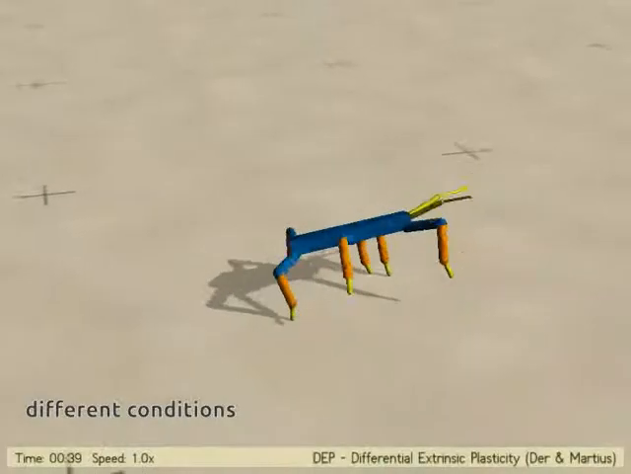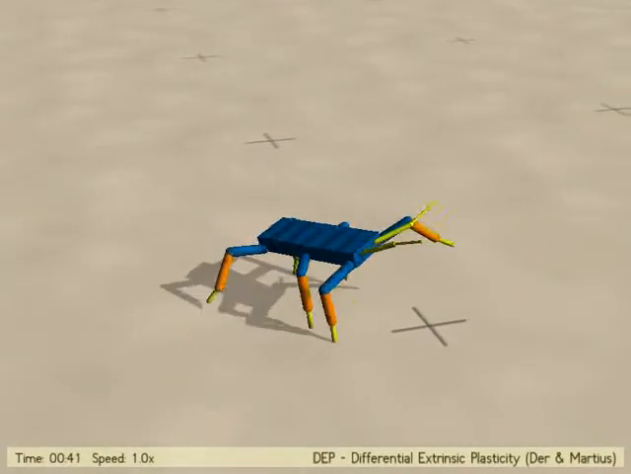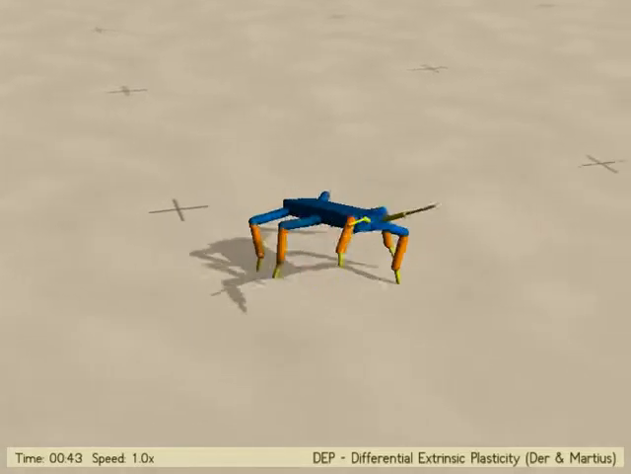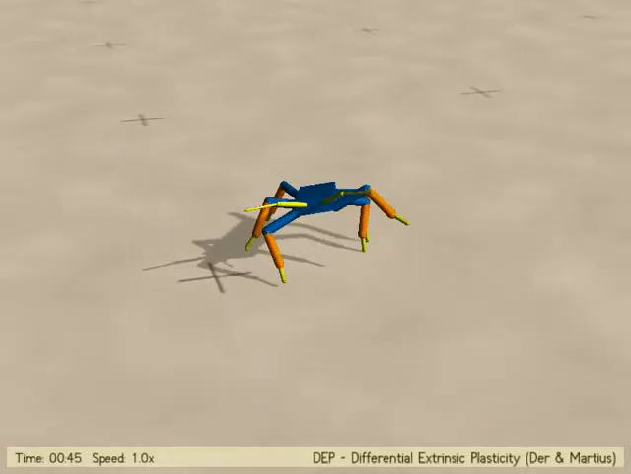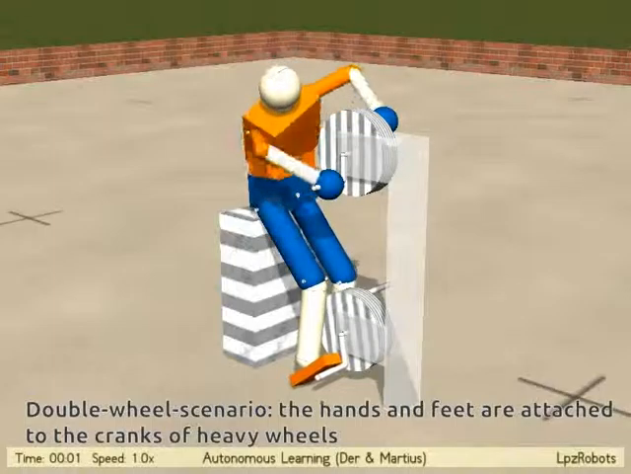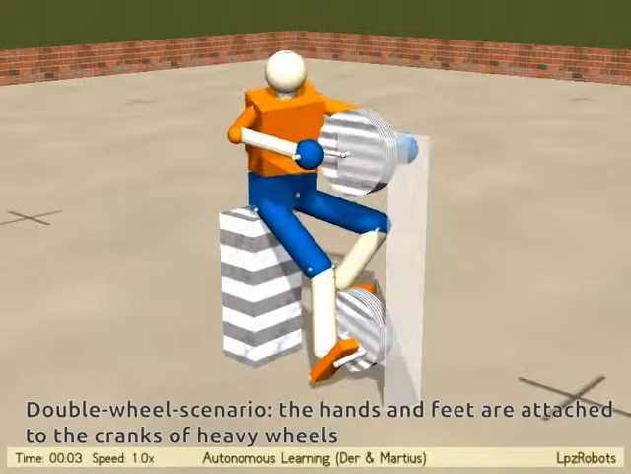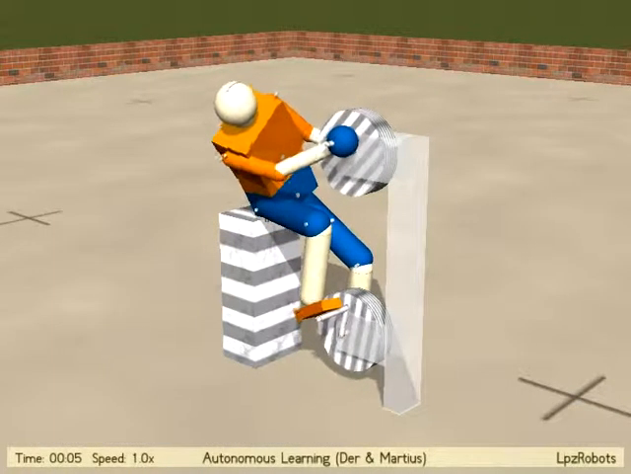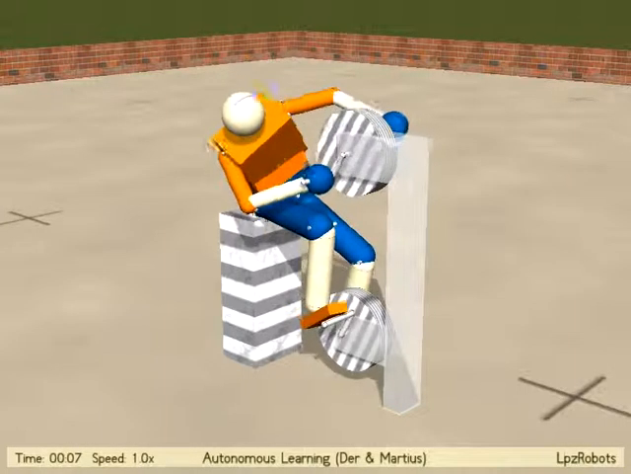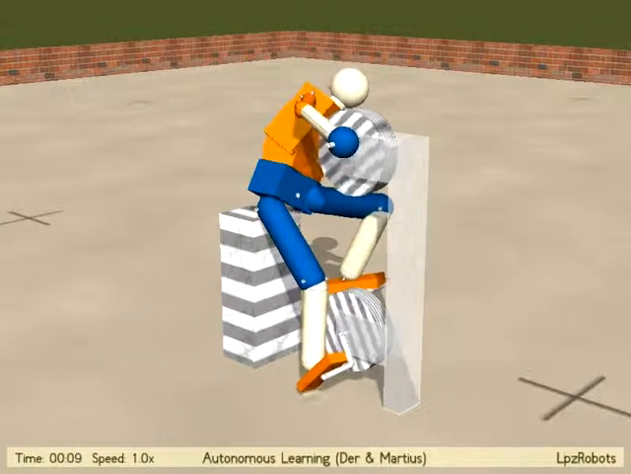In order to facilitate the development of a certain class of gaits, the system can be guided by providing a few symmetry properties of these gaits. In this experiment, we attach the hands and feet of the robot to cranks of heavy wheels. The upper and lower body parts are essentially decoupled because the robot sits on the stool.